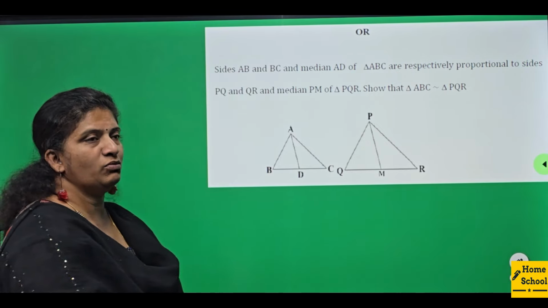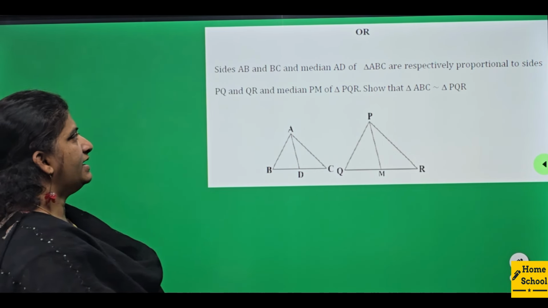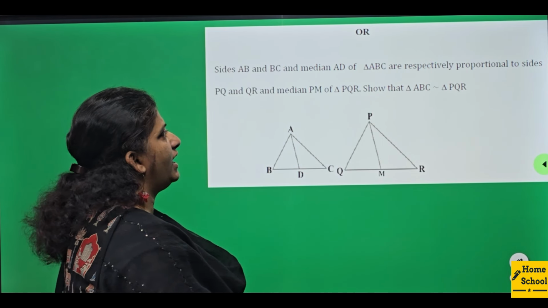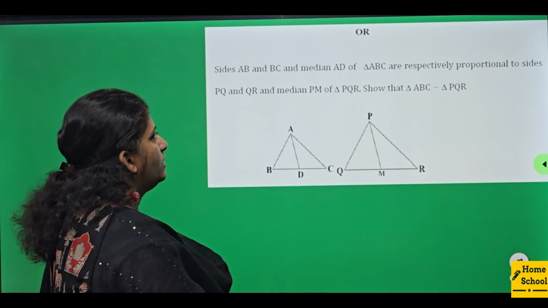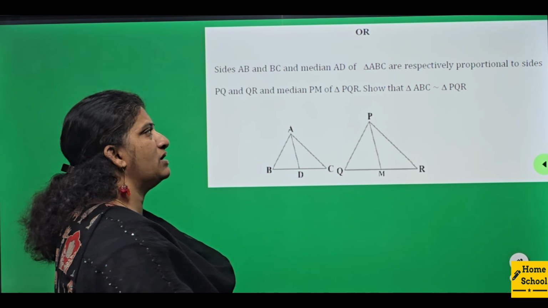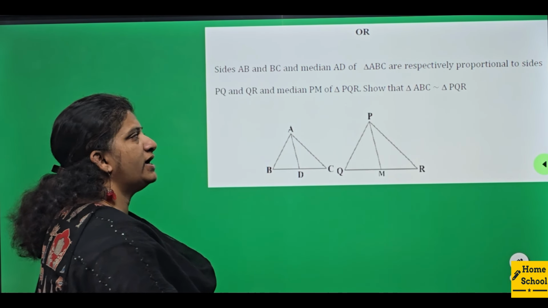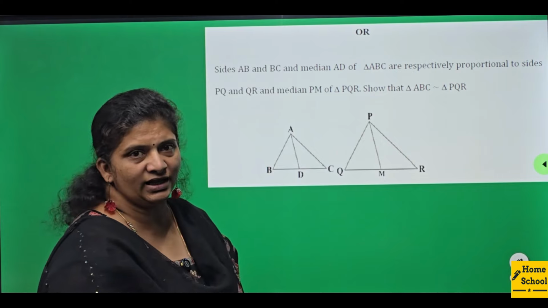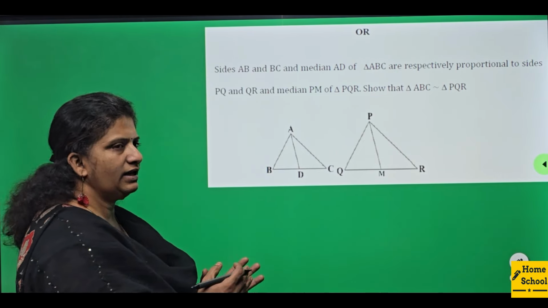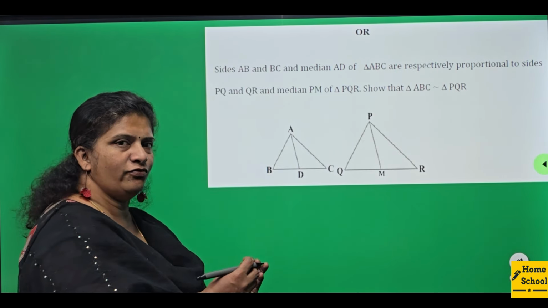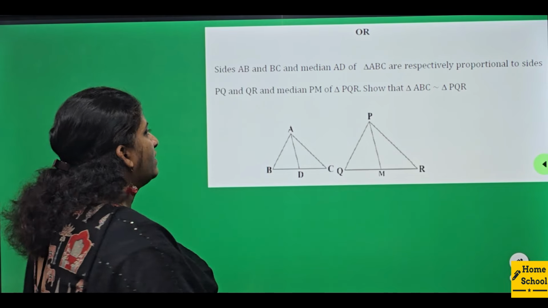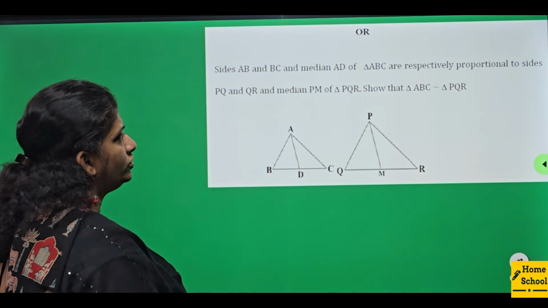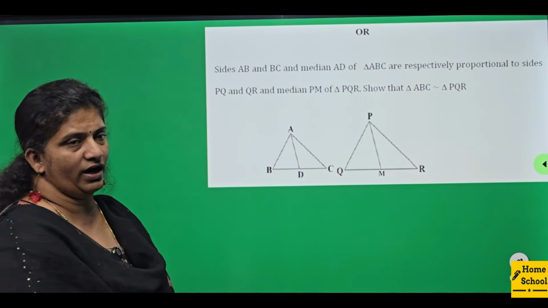In this we have one more OR question. Sides AB and BC and median AD of triangle ABC are respectively proportional to sides PQ, QR and median PM of triangle PQR. Show that triangle ABC is similar to triangle PQR. This is a little lengthy problem, but I'll do it within 4 or 5 steps. Okay, try to understand the concept first. Here there are two triangles ABC and PQR.